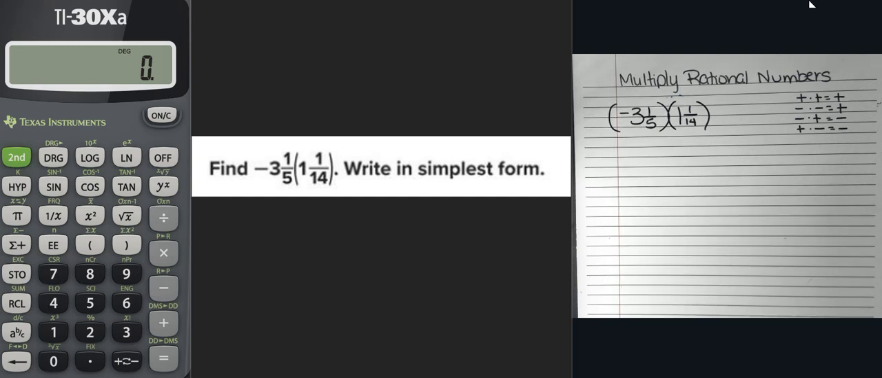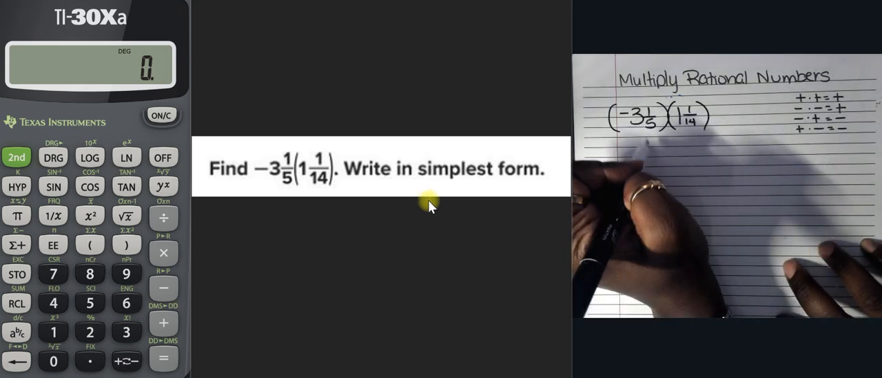All right, so we have another problem where we're going to multiply our rational numbers and we're also going to write it in its simplest form. So, first off, I know that we're going to need to keep it in its fraction form. They gave me a clue here saying write it in its simplest form, but I am going to show you why that is so.